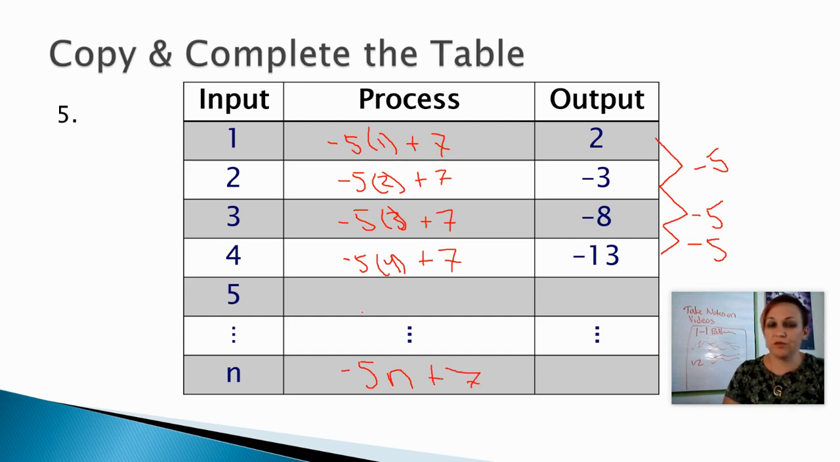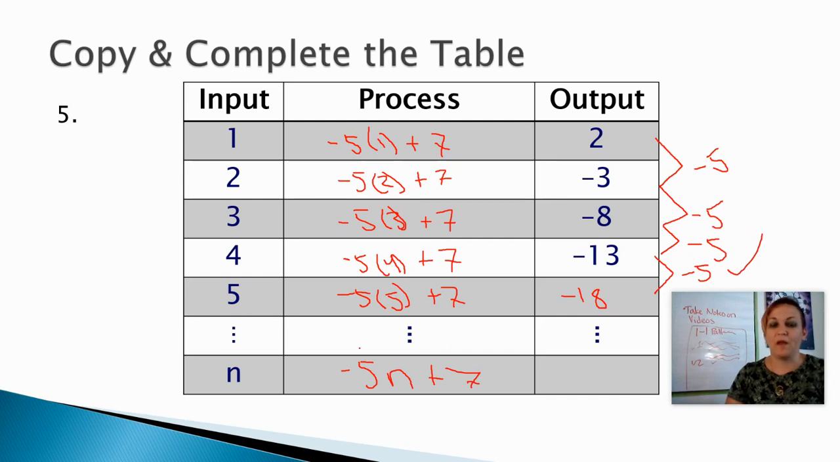So let's check and see if that works for the number 5. So in theory, what I should be able to do is -5 times my input number of 5, and then add 7. So -5 times 5 is -25. -25 plus 7 should be -18. And then we just want to double check and make sure that the pattern holds up over here. -13 minus 5 is -18. And we're good to go. We figured out the pattern.